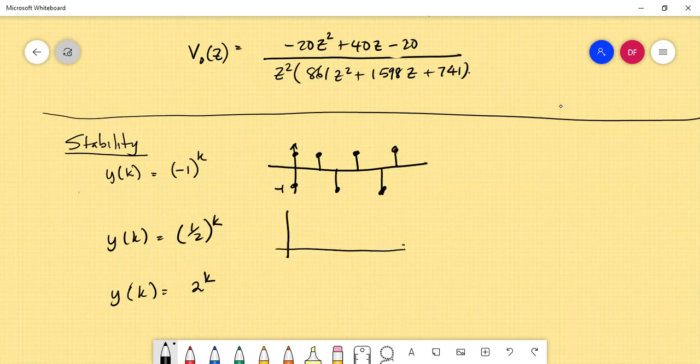All right. I just want to mention one last thing. When you have -1 to the k, if you look at the output, k equal 1, k equal 2, it is going to go from negative to positive to negative to positive. It's going to oscillate like that. So that is what we call marginally stable.